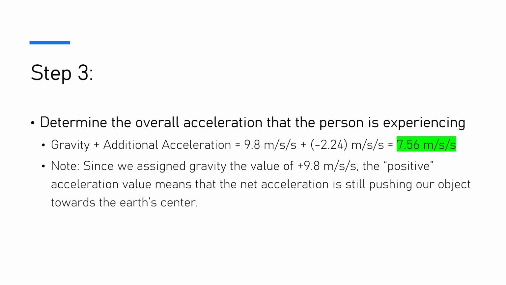So the most important thing here is finding the overall acceleration that the person is experiencing. The overall acceleration is not negative 2.24 meters per second squared. You have to account for normal gravity. So 9.8 meters per second squared plus negative 2.24, we're going to get 7.56 meters per second squared. A little note here, since we assigned gravity the value of positive 9.8 meters per second squared, the positive acceleration means that the net acceleration is pushing our object towards the center. So that negative is reducing the acceleration that our system is experiencing towards the center.